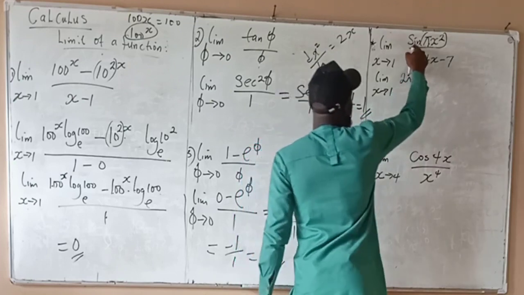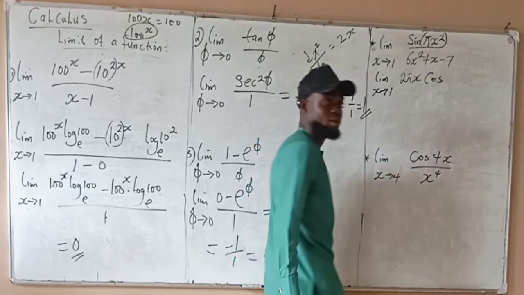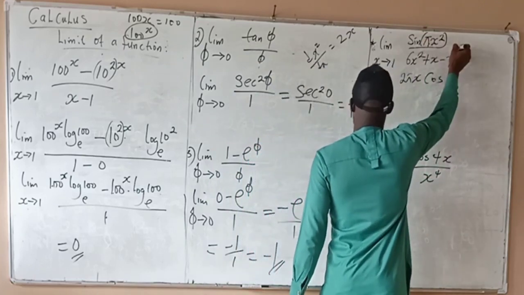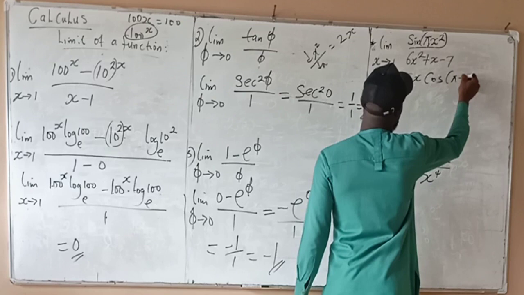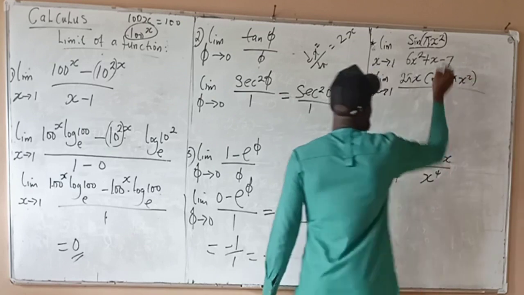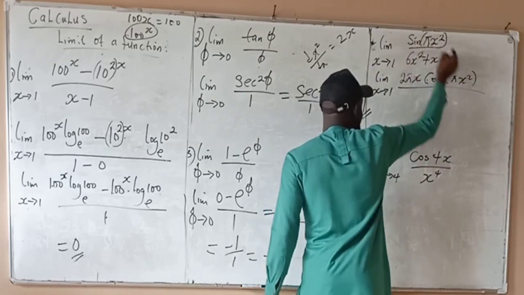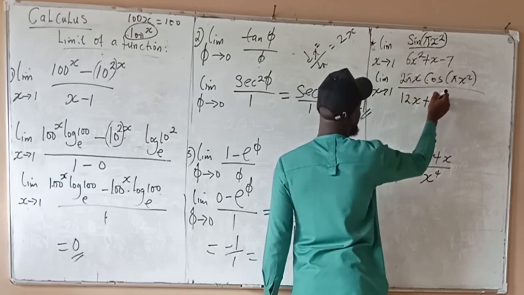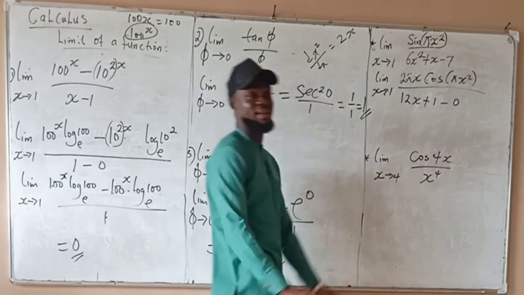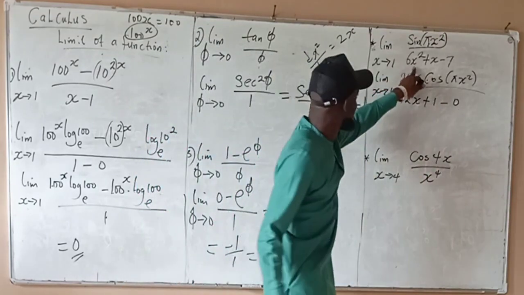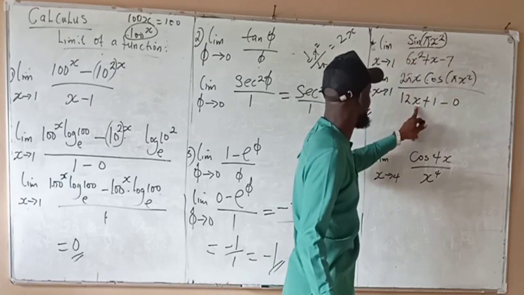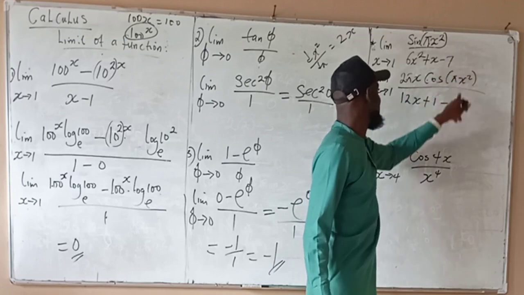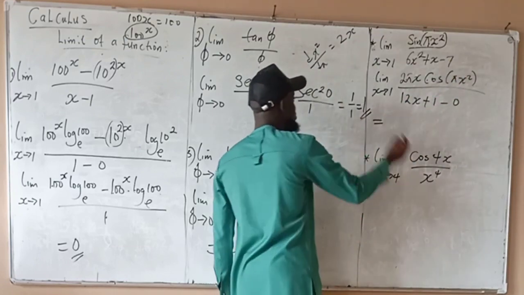The next is to differentiate sine. We will have cos. Then after you have differentiated this, remember you repeat the form back for the other portions. Pi x squared stays the same. Differentiating this 6x squared, we're going to have 12x. Differentiating x, you have 1. Differentiating 7 is 0. So differentiating this one, 2 times 6 is 12, minus 1, 12x. The next thing is to put 1.